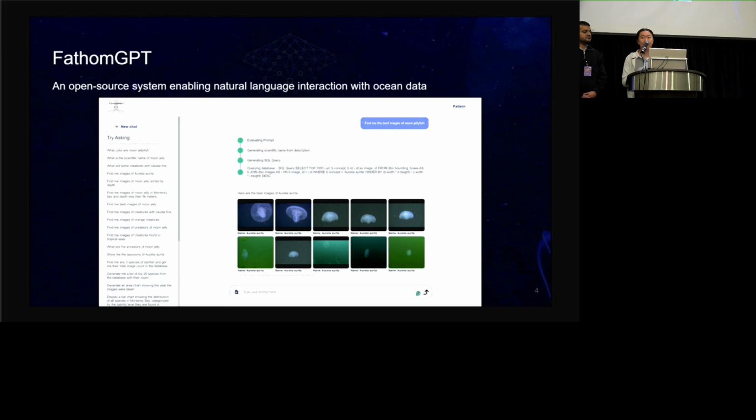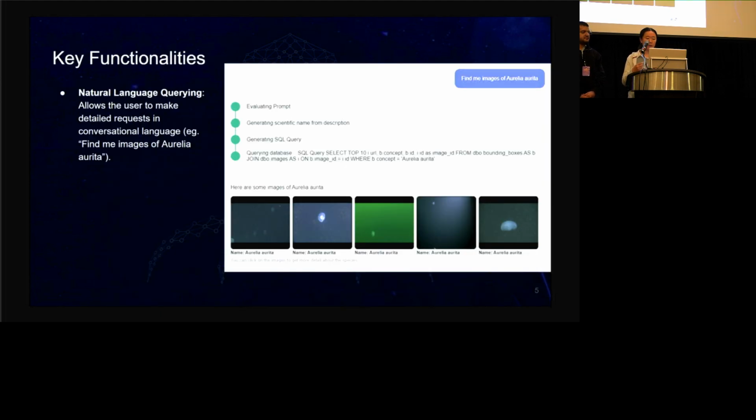So we created FathomGPT, which is a chat-like interface where the user could interact with the FathomNet database through our system. One key functionality is natural language querying, so that the user could request data in conversational language. For example, just typing finding images of Beroe aurita.